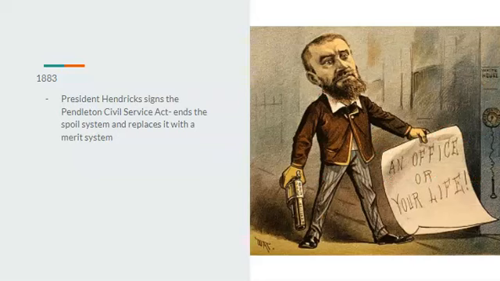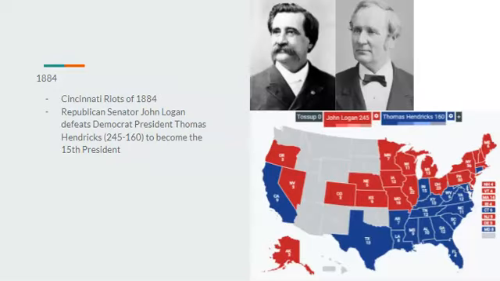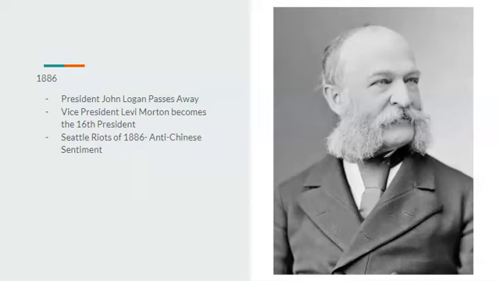1883, President Hendricks would sign the Pendleton Service Act, which ends the spoils system and replaces it with a merit system. 1884, we would have the Cincinnati Riots of 1884, and Republicans would nominate Maine Senator John Logan to face off against Hendricks, and Logan actually does end up winning this election, defeating Hendricks because of the Depression. Logan would win 245 to 160 to become the 15th president. Going in 1885, the Depression of 82 to 85 does end, which makes John Logan super popular.